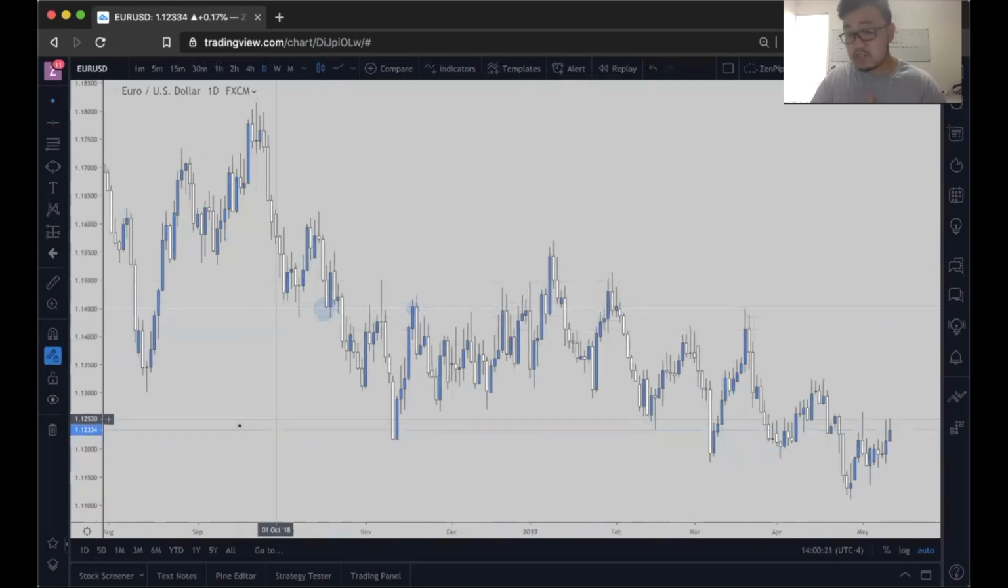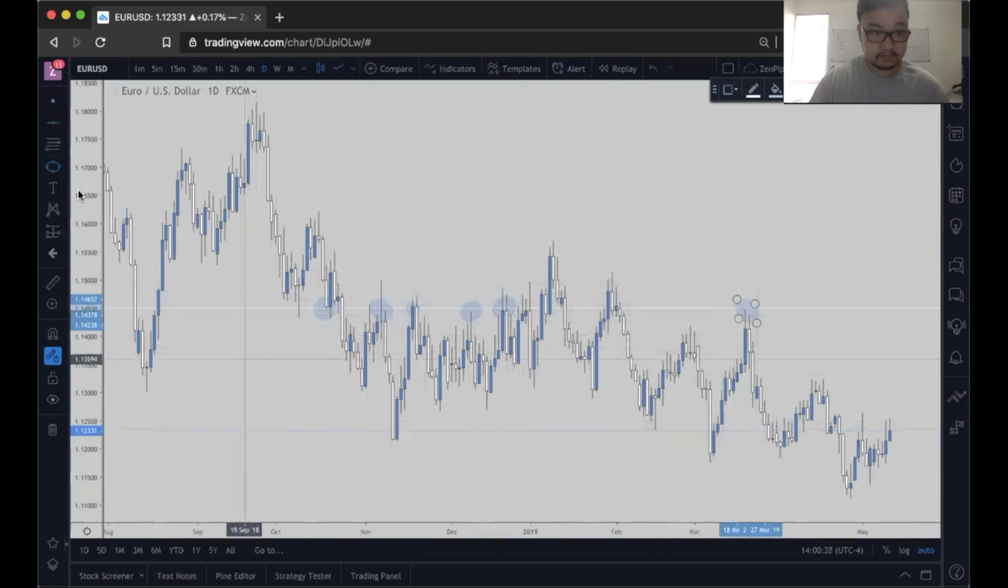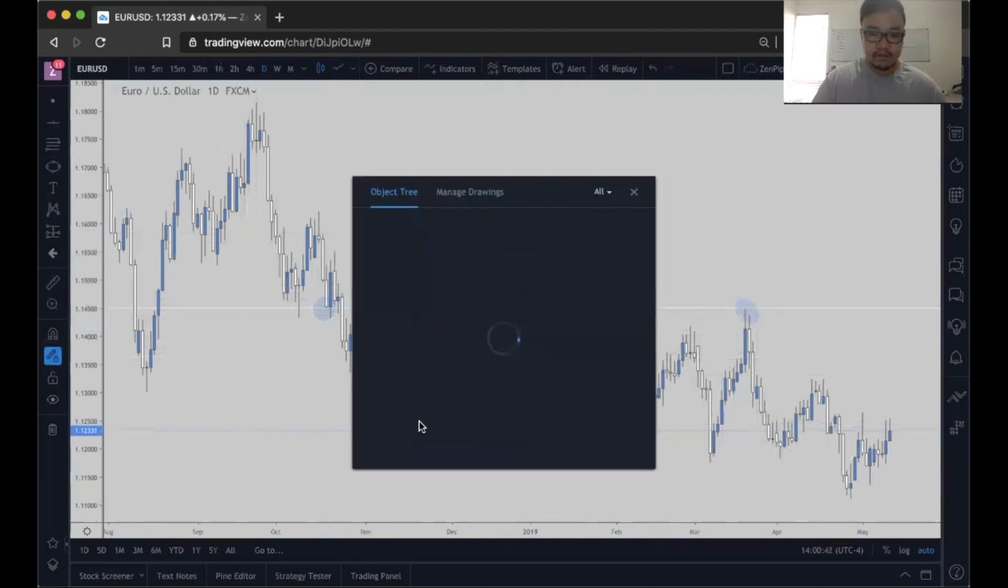With just this one line, you can see that price respects it not just once or twice, but 3 times, 4 times, 5, 6 over here. There's a bunch more I'm skipping, but you get the point. Let me get rid of those.